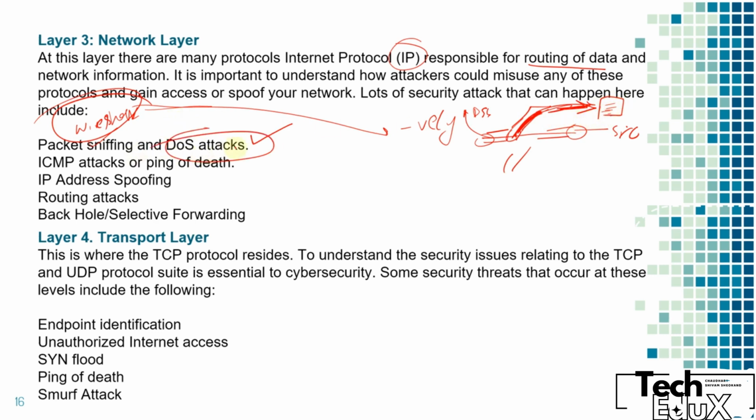Denial of service. Basically, for example, we have the Job Skill Share website, and let's say this website can only accommodate 1000 simultaneous accesses.